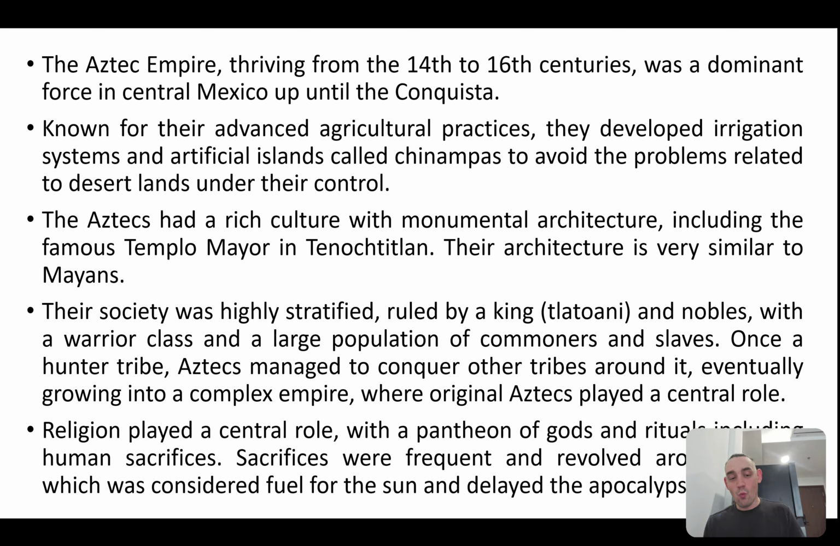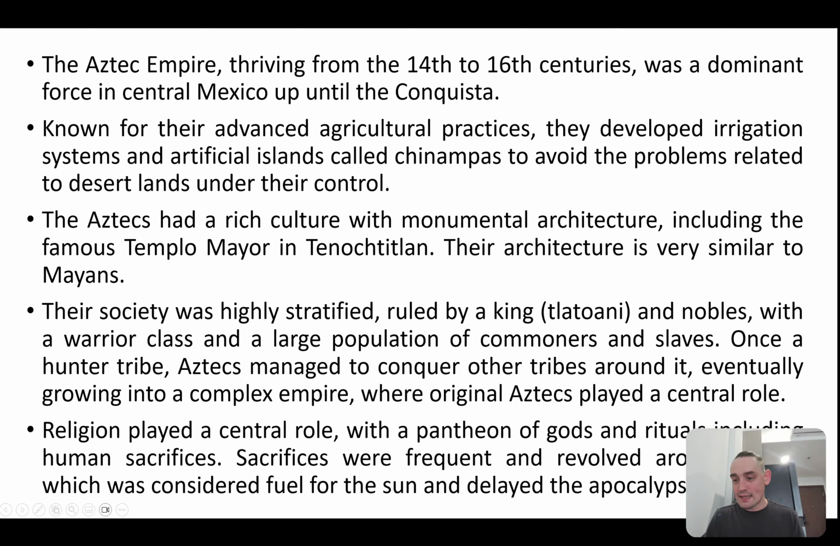So yeah, once a hunter tribe, Aztecs managed to conquer other tribes around it, eventually growing into a very complex empire where original Aztecs played a central role. They were very aggressive, a hunter tribe mostly, and that kind of predisposes them to warlike activities. So these guys have been the most aggressive ones. They originally developed in alliance with other tribes, but they were the ones to rise to the top, and the other tribes were basically demoted to lower ranking subordinates.